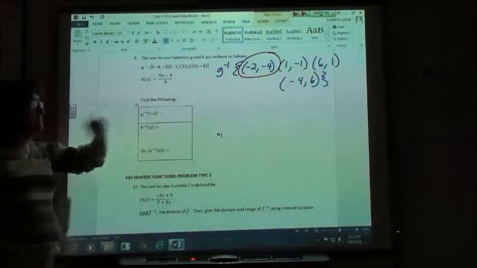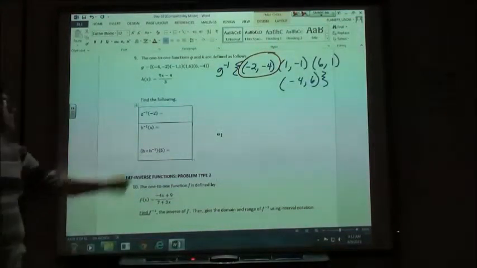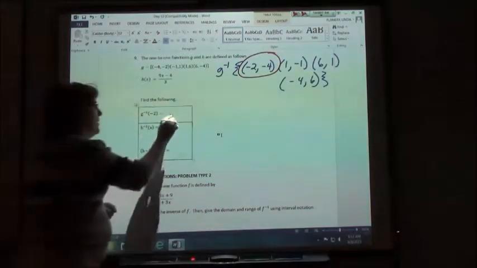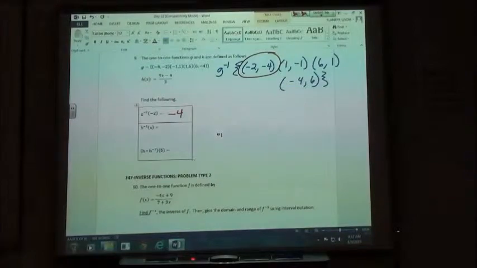What would we type in? Negative 2. Oh, you got a negative 4. If this is negative 2, this is going to be negative 4. Exactly. So I find that point with the x value of negative 2 and I write down the negative 4 that goes with it.